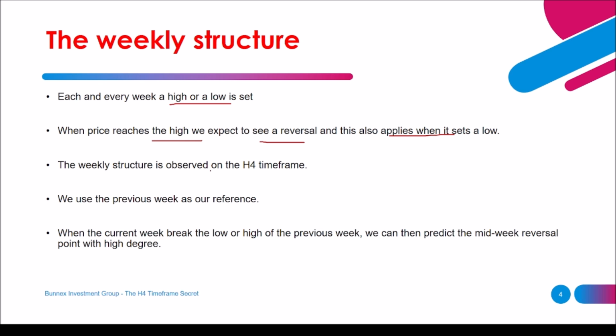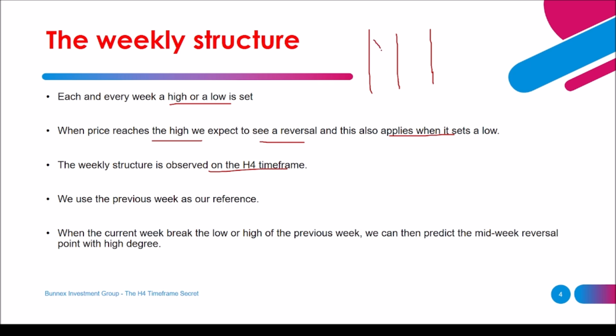The weekly structure is observed on the H4 time frame, which is the 4-hour time frame. If we switch our trading platforms to the 4-hour time frame, we can easily see the start and end of the week using the black traces or the time separators that are available on several trading platforms. We use the previous week as our reference. If we put the markets on our charts on the H4 time frame, there will be black traces that demarcate the start and end of each week.